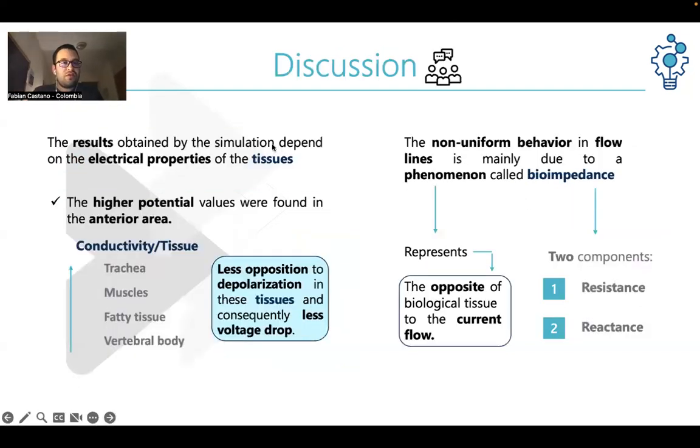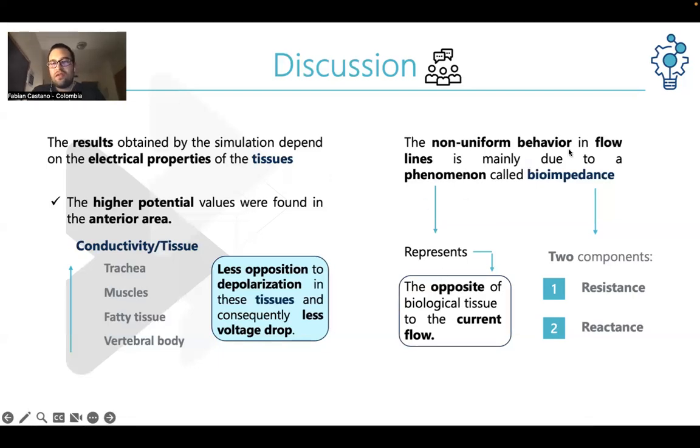But also the results obtained in these simulations depend on the electrical properties of the tissue. That's why we need to develop some more specific studies that involve more patients. But we can introduce more specific properties of the conductivity of the tissues and how these properties vary with the frequency. For example, how is the variation with the muscles, the fatty tissue, the vertebral body, e.g.